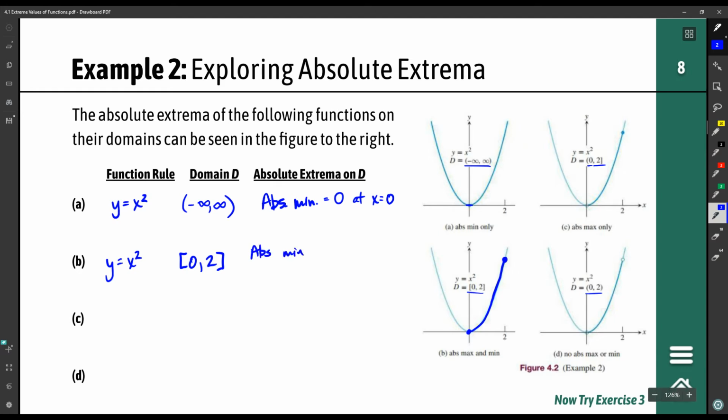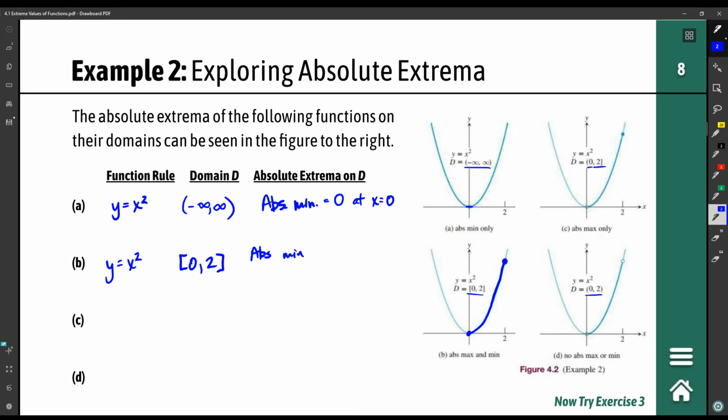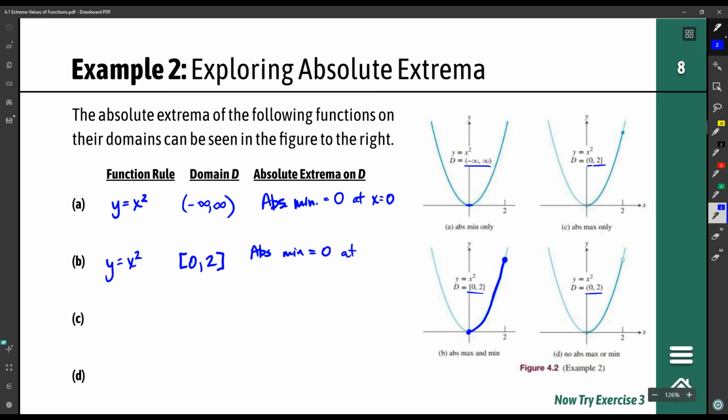Absolute min is 0 at x equals 0. And then an absolute max is over here, I think, and that's a value of, well, if it's the function x squared, you plug in a 2, that'd be a 4. 2 squared is 4, and that's at x equals 2.